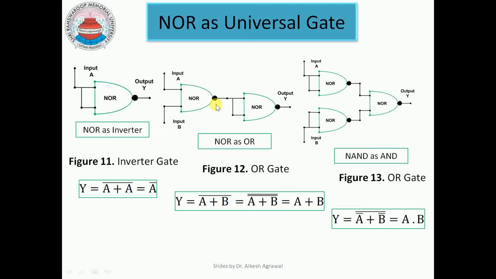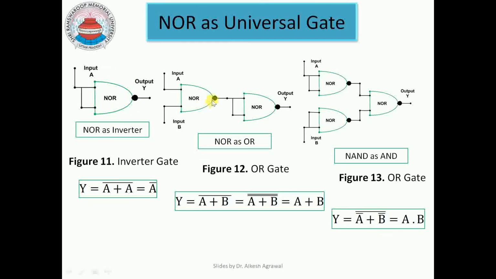Similarly, the NOR gate is also a universal gate, and here again the NOR gate can be used to realize an inverter gate, an OR gate, and an AND gate. So in the first diagram, that is figure 11, we again shorted the inputs. So both the inputs are A, so we have (A or A) inversion. A or A is A, and this is the inversion of A. So in the first gate we are getting the inversion of what we give at the input. So an inverter gate is realized.